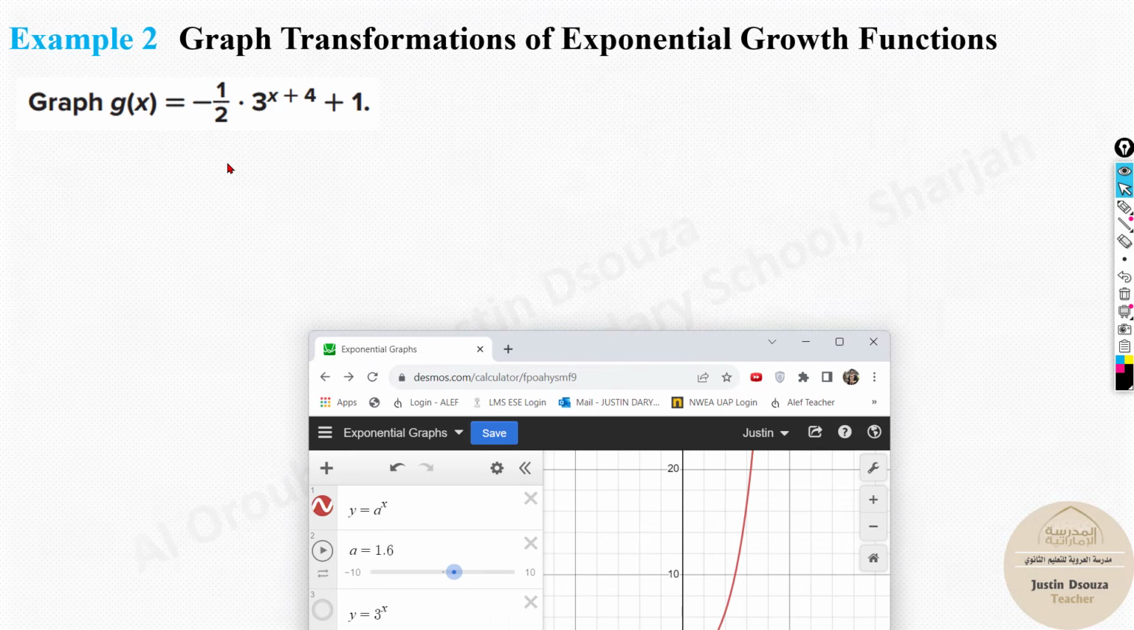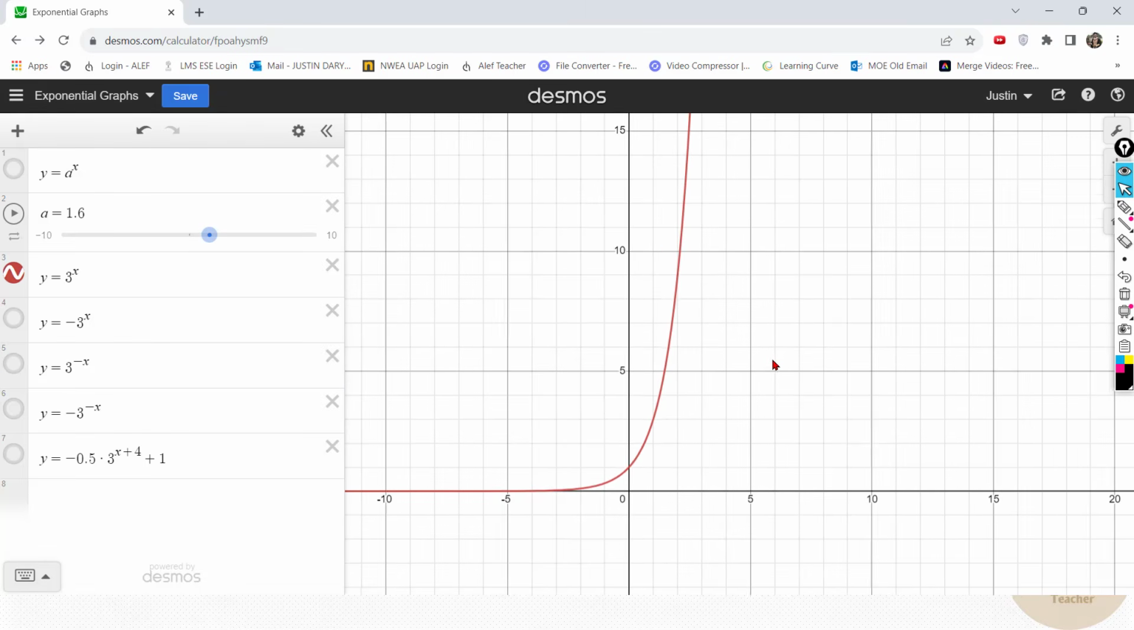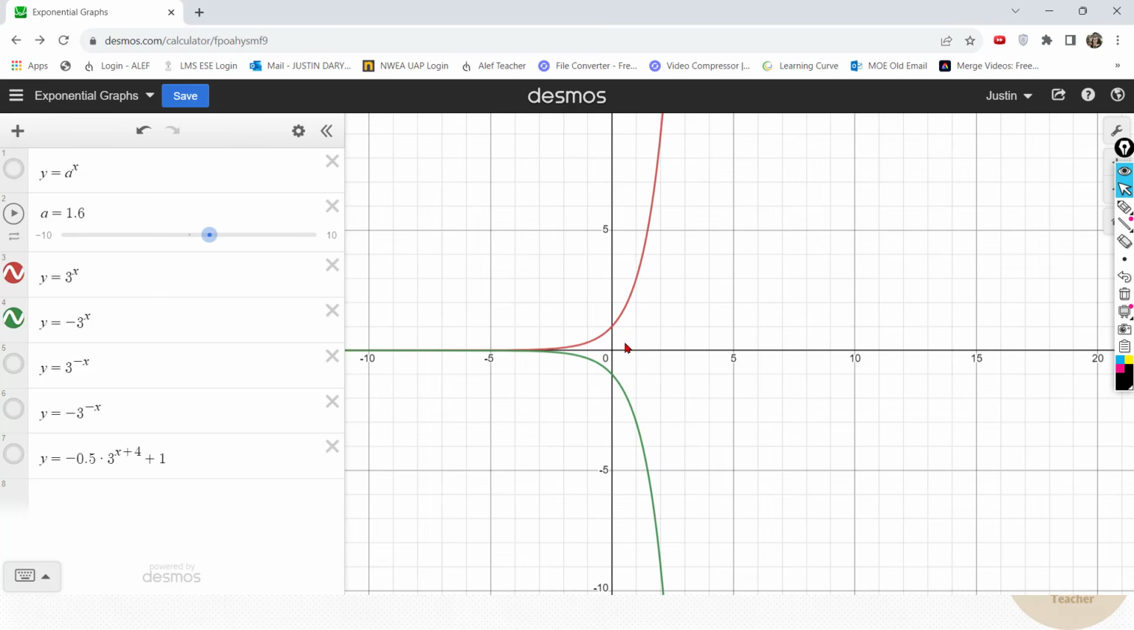We know this is over here, 3 to the power x. The parent function is 3^x. This is the one. We will remove this, okay? Now, if we just add a negative sign outside to it, what's happened? It's going downwards. It flips along the x-axis. Now, if I add negative to the power, you see it becomes again a decay function over here. It flips along the y-axis, okay?